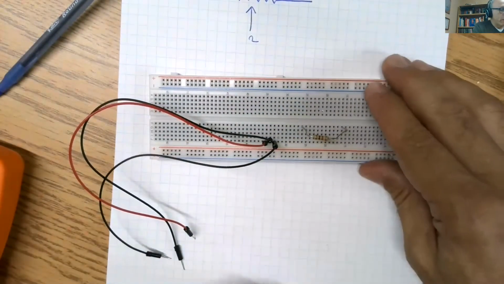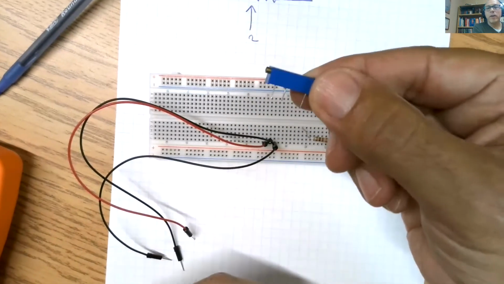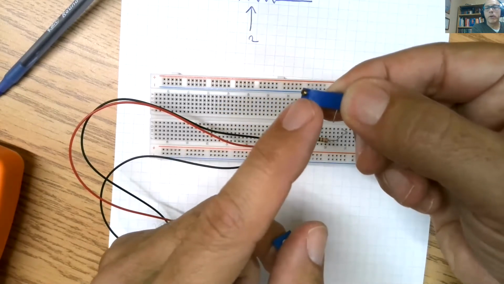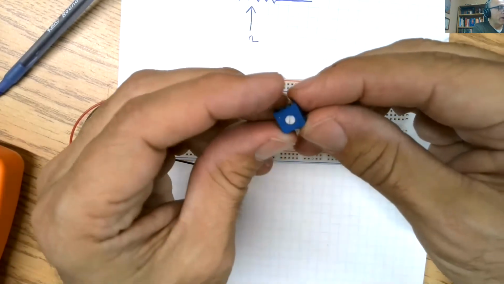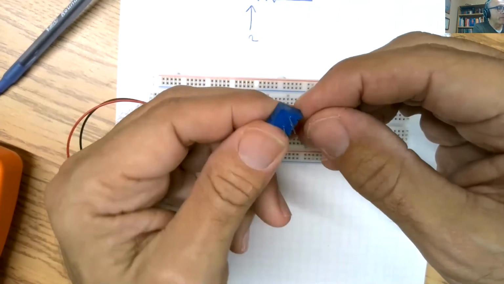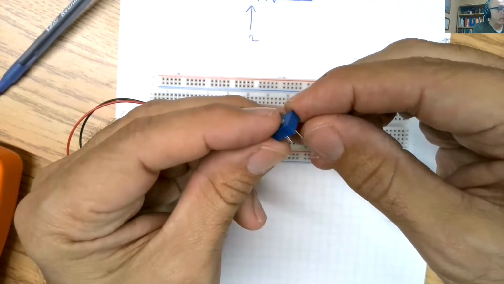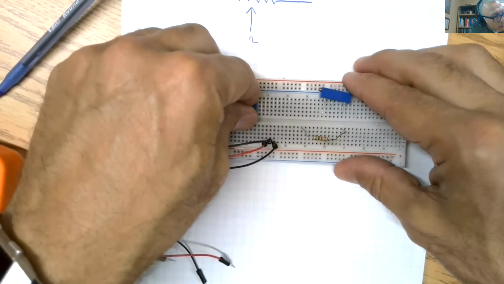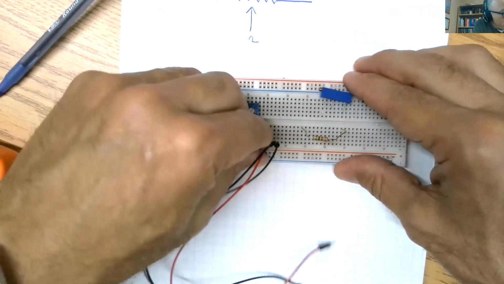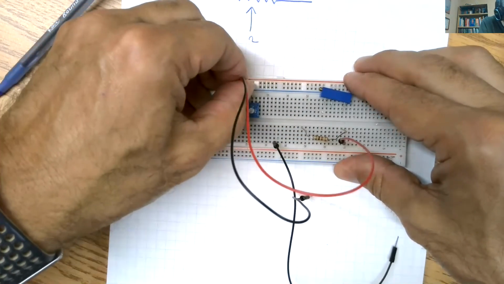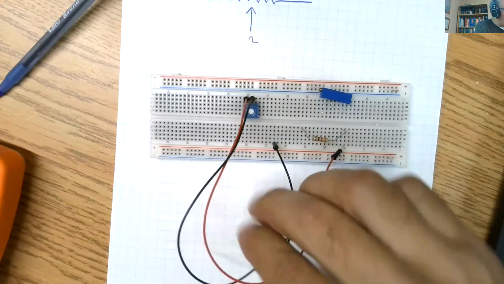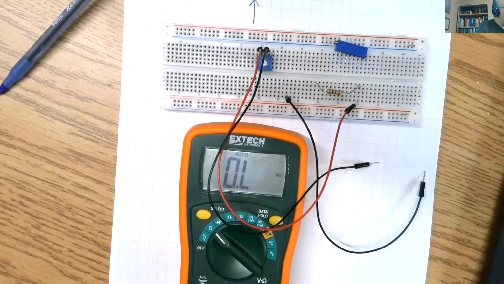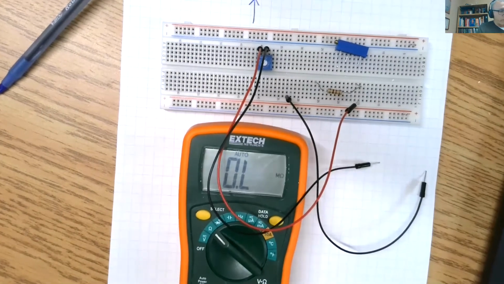There we go. So we have our multi-turn, and it has 3 terminals, pins 1, 2, and 3, and the adjustment screw on the end. And we have a single turn trim pot. Okay? So what we're going to do with the single turn trim pot, we're just going to place it in here. We're going to put 2 of our conductors in there, and we're going to measure the resistance as we turn the screw.